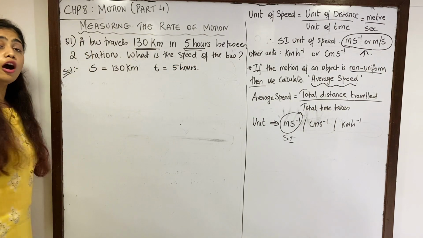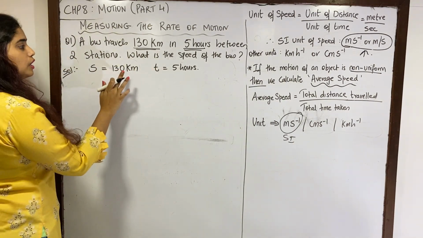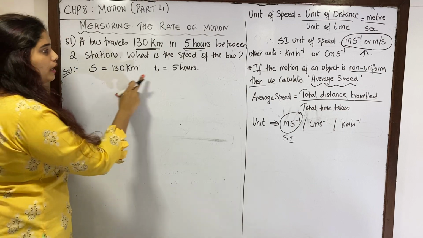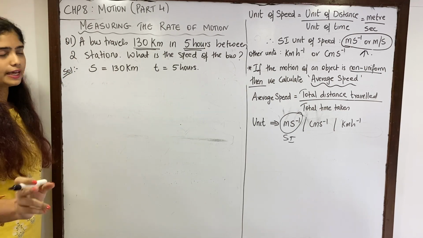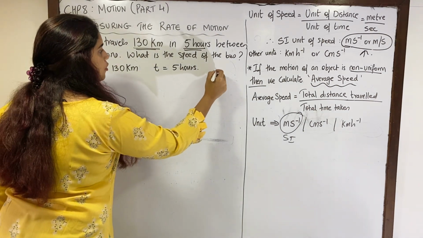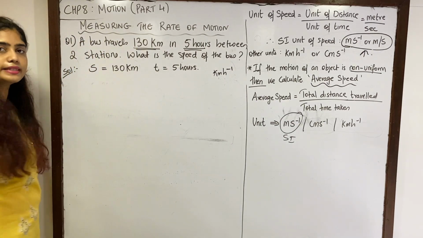Yes or no? Now you have to look at whether you need to do conversions or not. Now here the unit of the distance is kilometer and unit of the time is hours. So there is no need for conversion in this case, okay, because we know there is another unit for speed, that is kilometers per hour. So conversion is not required in this case.